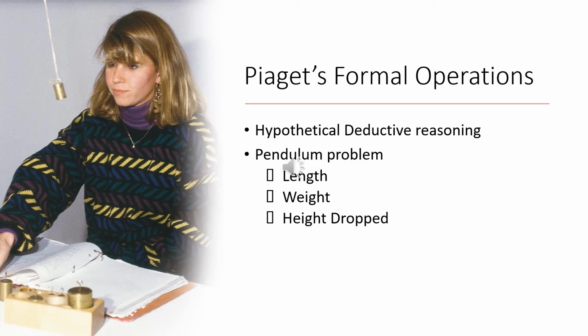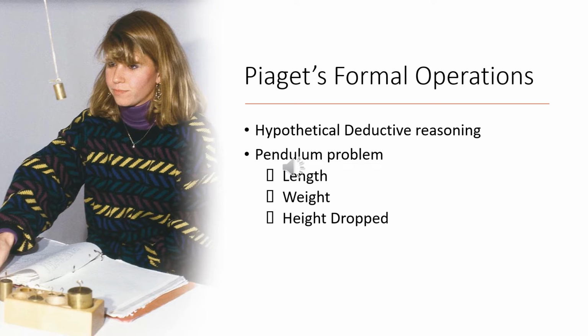Basically, if you give this task to younger children, they aren't as methodical. They might change the length and the weight at the same time, right? Or the height and the weight at the same time. Whereas adolescents realize that in order to problem solve accurately, you've got to hold everything constant except for one element and just change it. So the answer to this question, by the way, is it's the length of the string that influences the swinging speed of the pendulum.